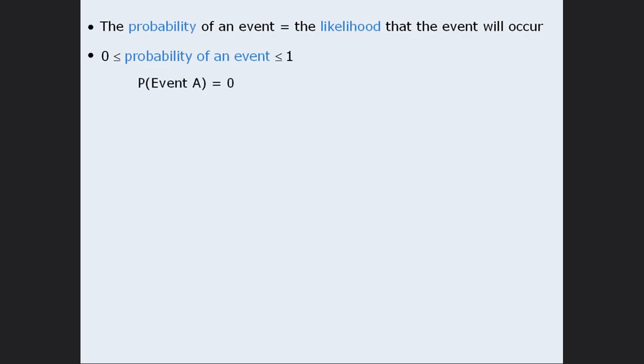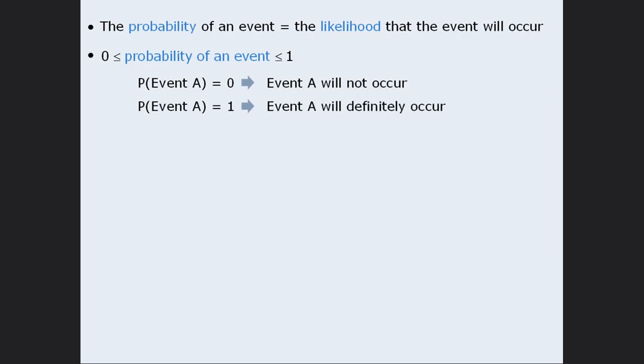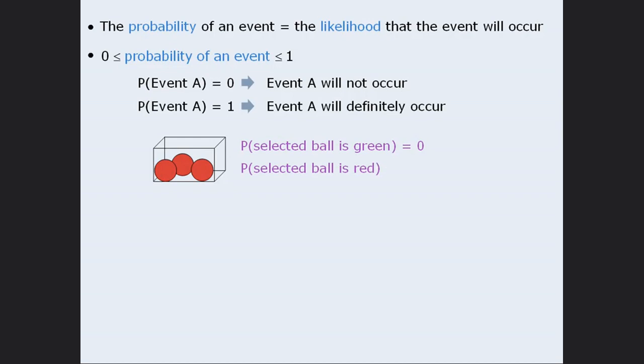So if the probability is 0, we know that the event will not occur. Conversely, if the probability of an event is 1, then that event will most definitely occur. So for example, let's say that we have a box that contains 3 red balls. If one ball is selected at random from the box, we can examine various probabilities. For example, the probability that the selected ball is green is equal to 0, since it would be impossible to draw a green ball from this box. Conversely, the probability that the selected ball is red is equal to 1, since we are certain that the selected ball would be red.